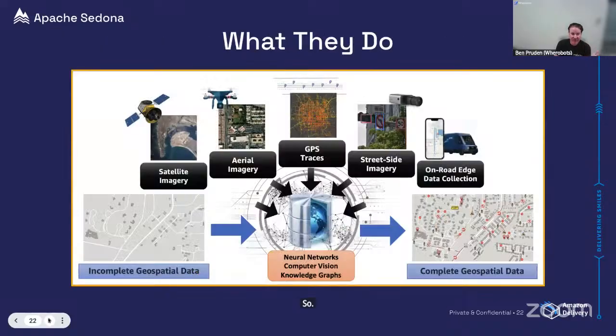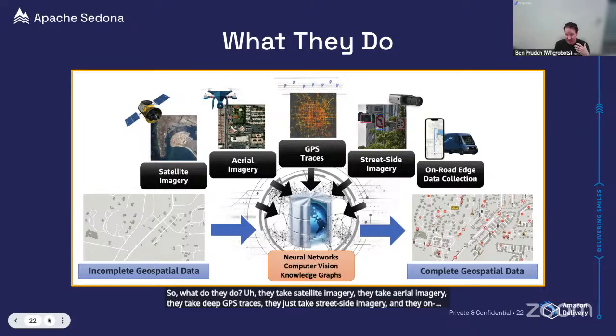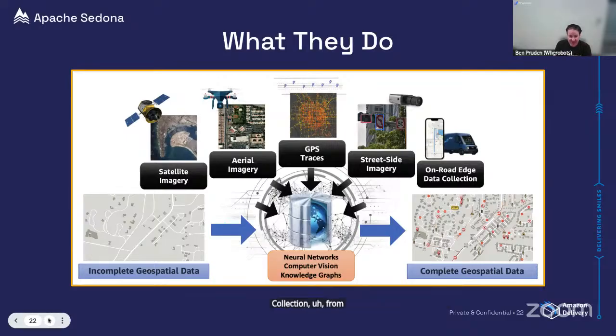So what do they do? They take satellite imagery, aerial imagery, deep GPS traces, street side imagery and the on-road collection from edge devices. They conflate all those things into a neural network and use computer vision and a knowledge graph to go about maintaining and updating their very detailed representation of the physical world. And what they start with is this sort of incomplete geospatial data set.